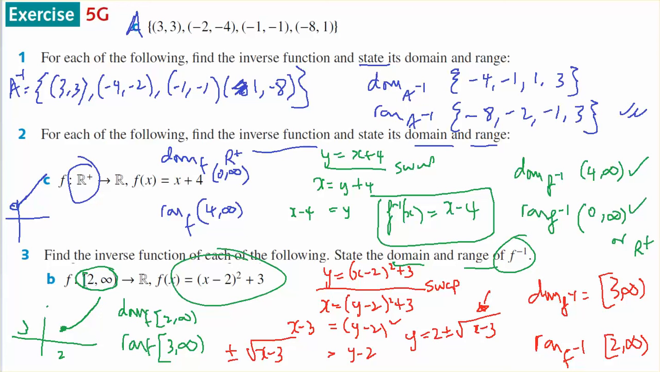So if I just pick a different colour, the inverse function will equal 2 plus the square root of x minus 3. That's its domain, that's its range.